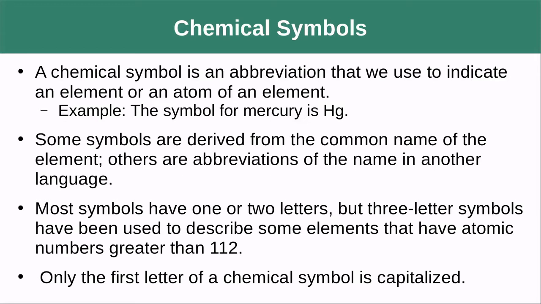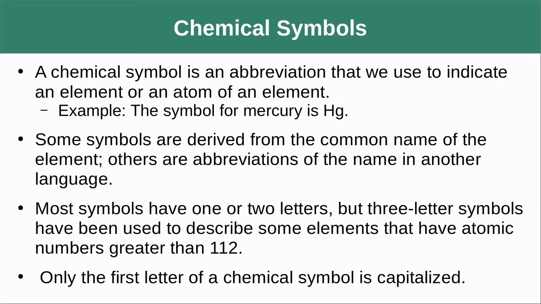So chemical symbols. You've probably seen these before. They're the symbols that you see on the periodic table. They're used to abbreviate elements. Mercury, for instance, has a chemical symbol of Hg. A lot of them were derived from really old names for the elements, and some of them are from other languages, so they don't always make a lot of sense to a native English speaker. But you just kind of remember them.